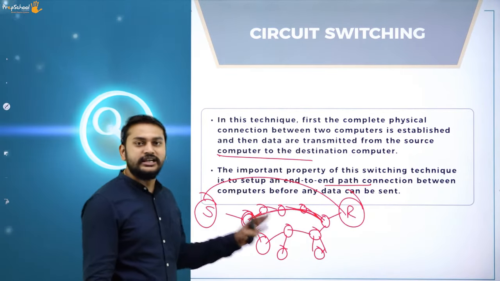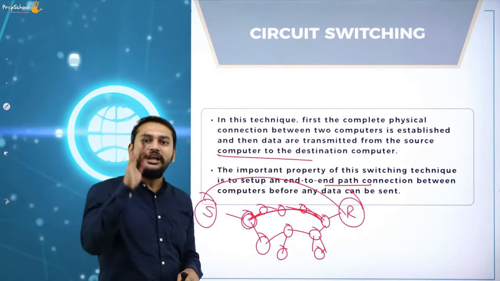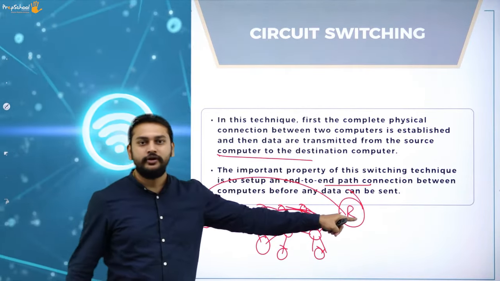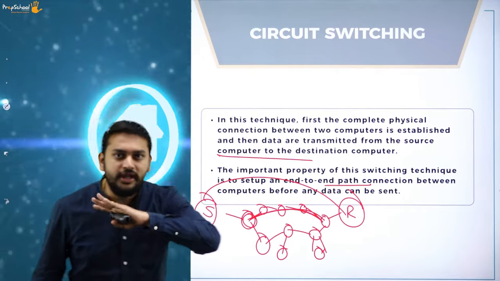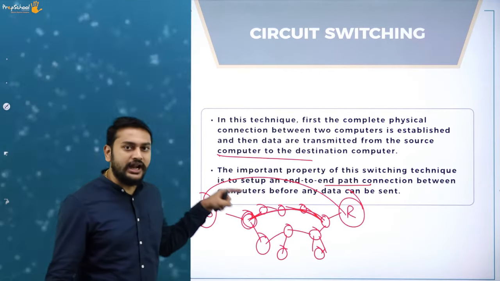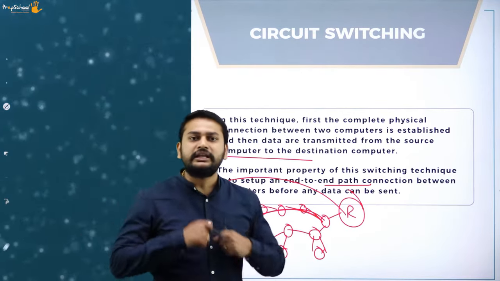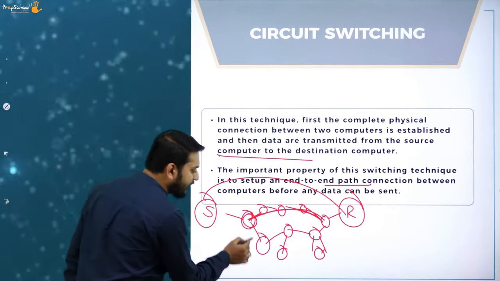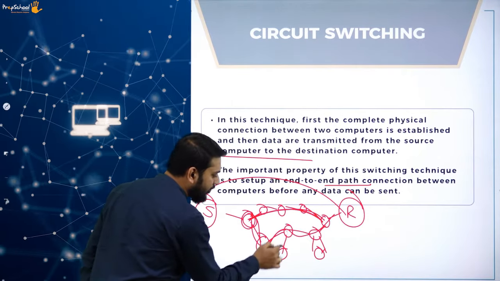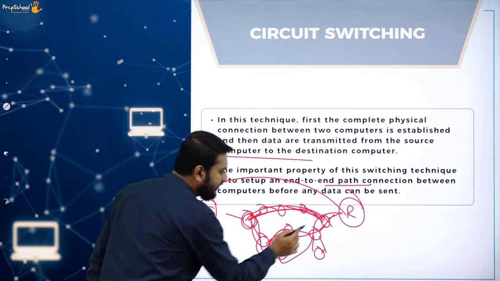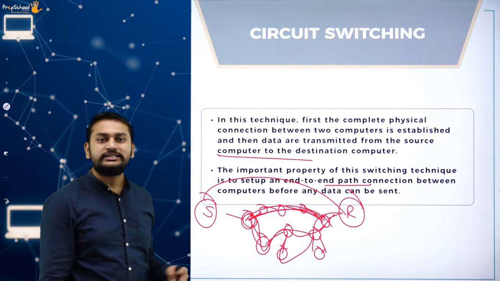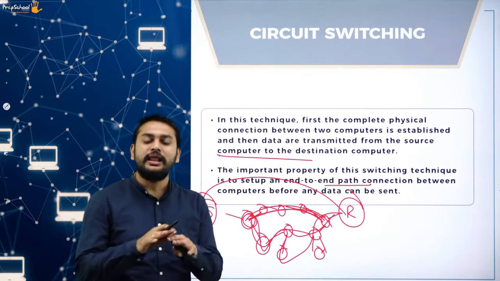So this is the sender and this is the receiver. If I start sending the packets, there is no predefined path to the receiver. I have not mentioned anywhere that the packets should travel in a particular path. It can take any path. The packets can go like this, like this, like this. Any packet can select any path.